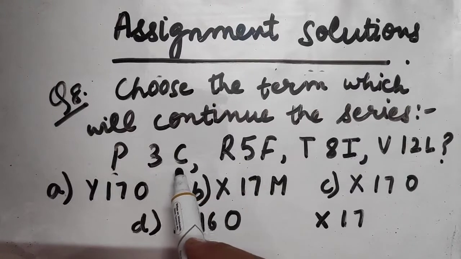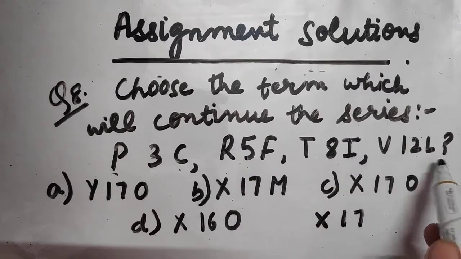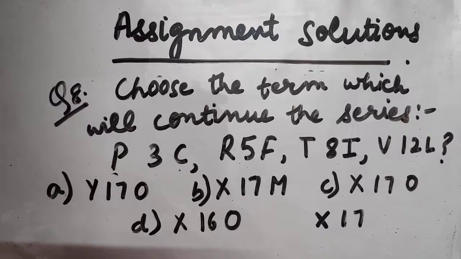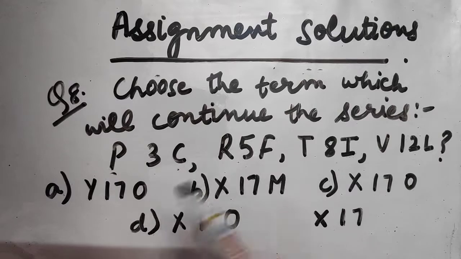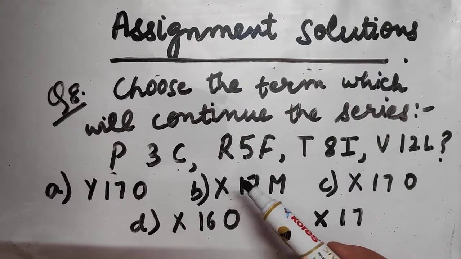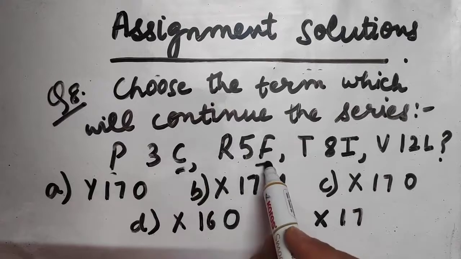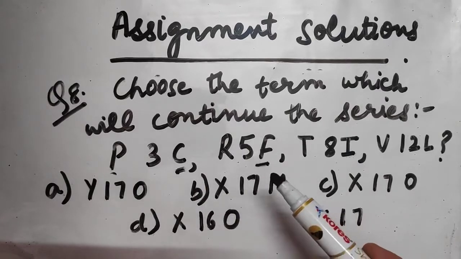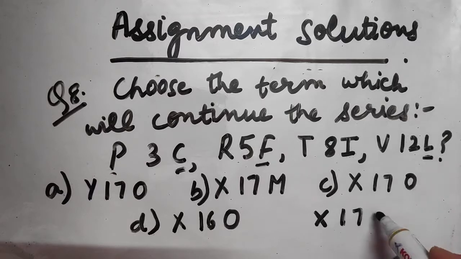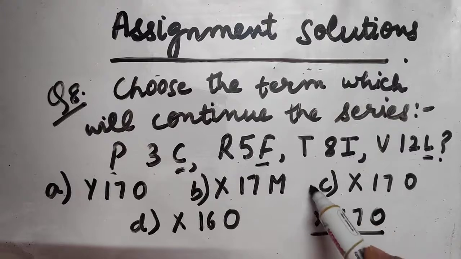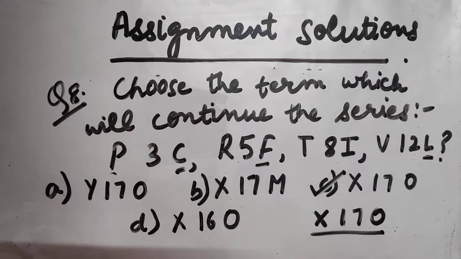Now I need to find the relationship between C, F, I and L. Let us see what the relationship is. The last letter of each term is 3 steps ahead of the last letter of the preceding term. Like C to F is 3 steps ahead. So after L, O should come. So clearly we got the answer and C option is the correct option for this question number 8.